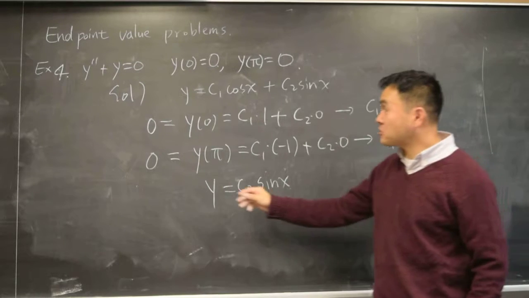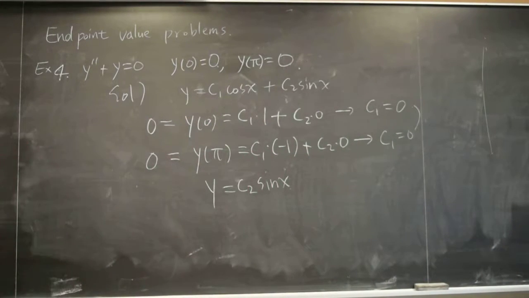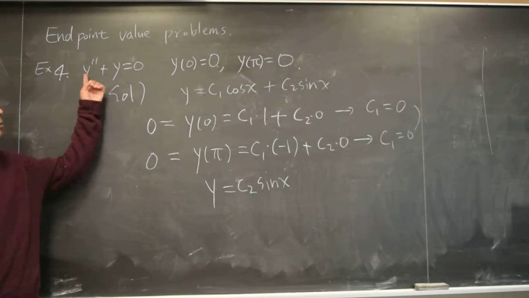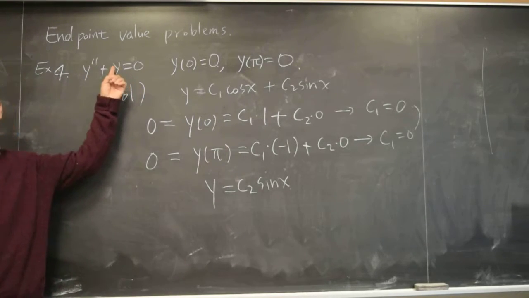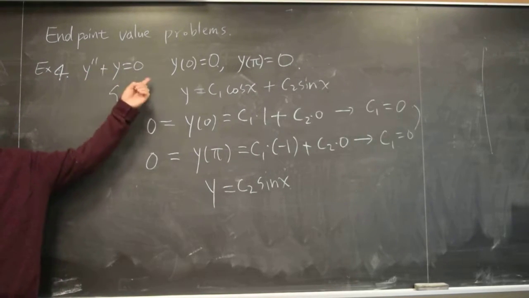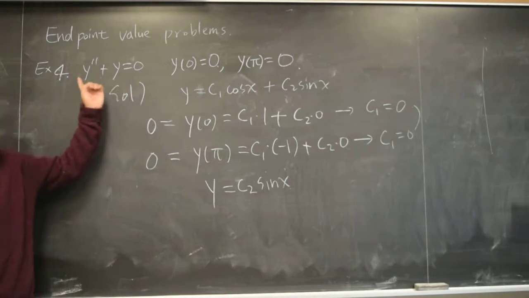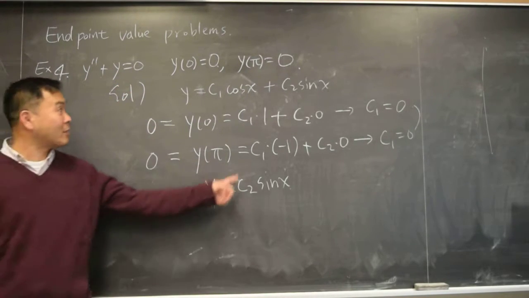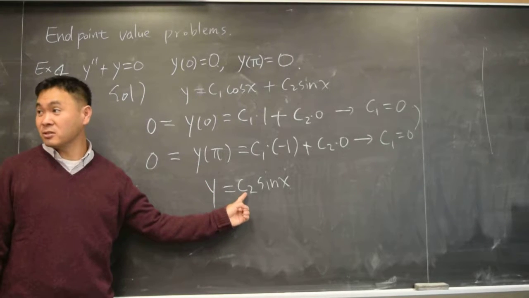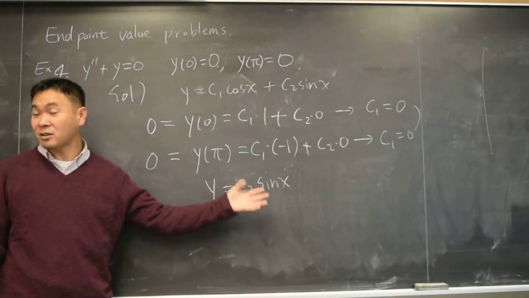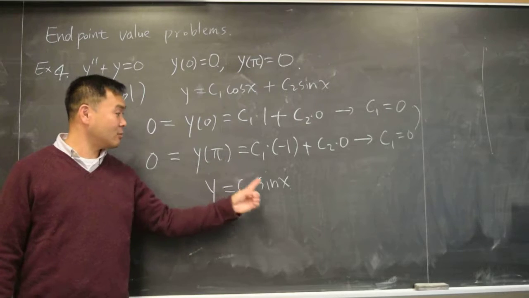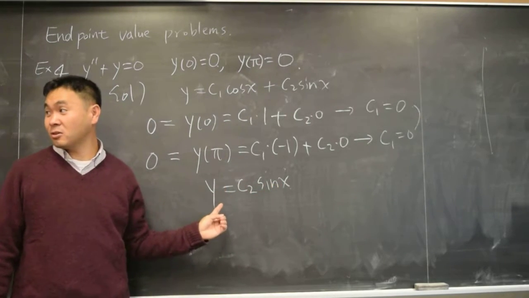equation. Does this satisfy this differential equation? If you differentiate sine twice, what do you get? Negative sine. So if you plug this in here, you get negative c2 times sine x. And if you plug in here, you get positive c2 times sine x. They cancel and you get 0, right? So this does satisfy this differential equation. Now what about this condition? Is y of 0 equal to 0? Yes. Sine of 0 is 0, right? How about this condition? If you plug in pi, do you get 0? Yes.